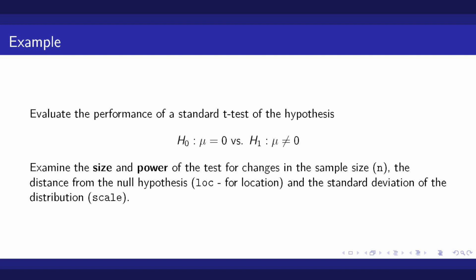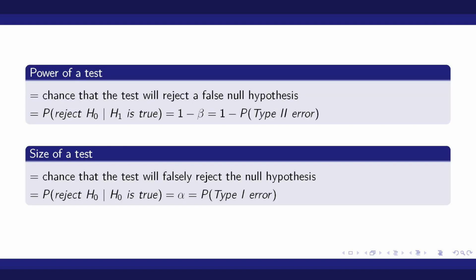We want to evaluate the performance of a standard two-sided t-test with null hypothesis that the mean equals 0. We want to examine the size and the power of the test for changes in the sample size, the true mean of the data, and the true standard deviation. Remember, the power of a test is the chance that the test will reject a false null hypothesis, hence the chance of rejecting H0 when H1 is true. The size of a test is the chance that the test will falsely reject the null, hence the chance of a type 1 error. This means the chance of rejecting H0 while it is actually true.